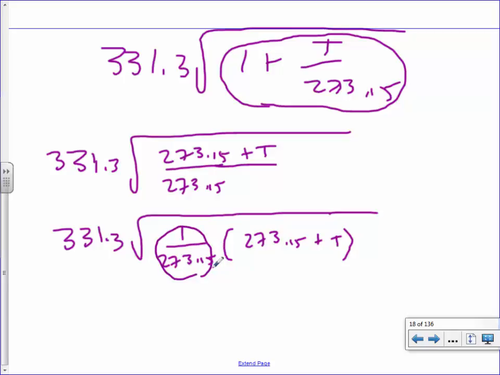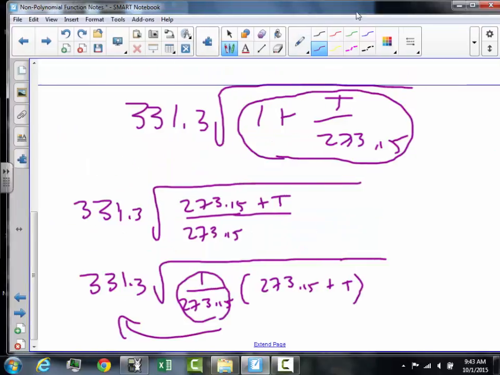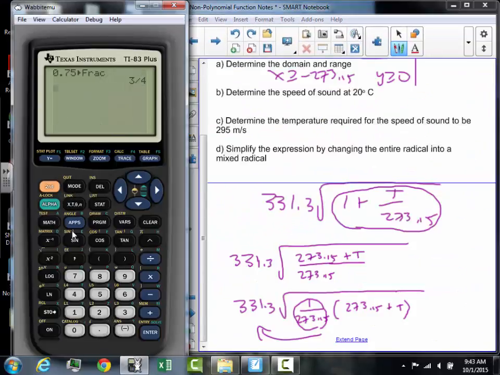This number, although it's not a square rootable number, can now actually come out front of the square root sign, because I factored it out, right? If this number was 4, we'd put a 2 outside. If this number was 9, we'd put a 3 outside. Does that make sense? So I know this is ugly, but we could take the square root of 1 over 273.15, and that number can now come on the outside. And it would then be multiplied by the 331.3 that's out front there.